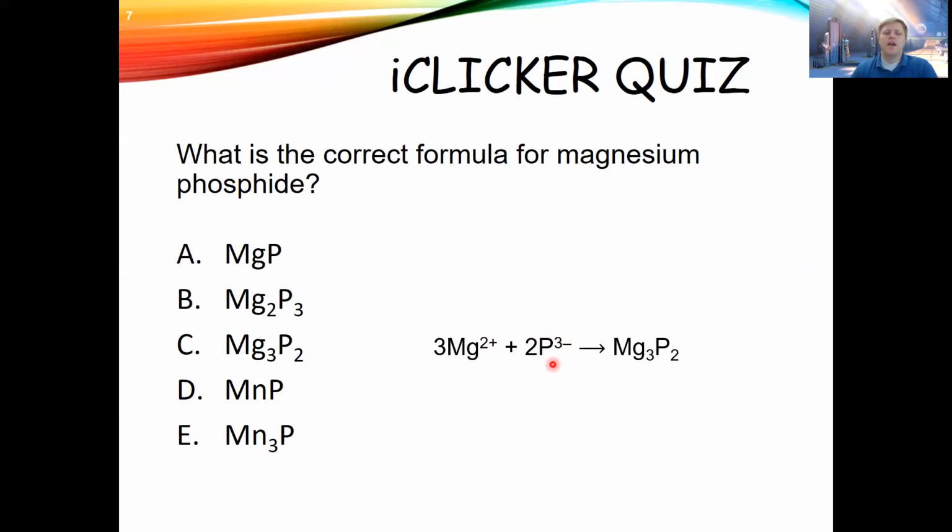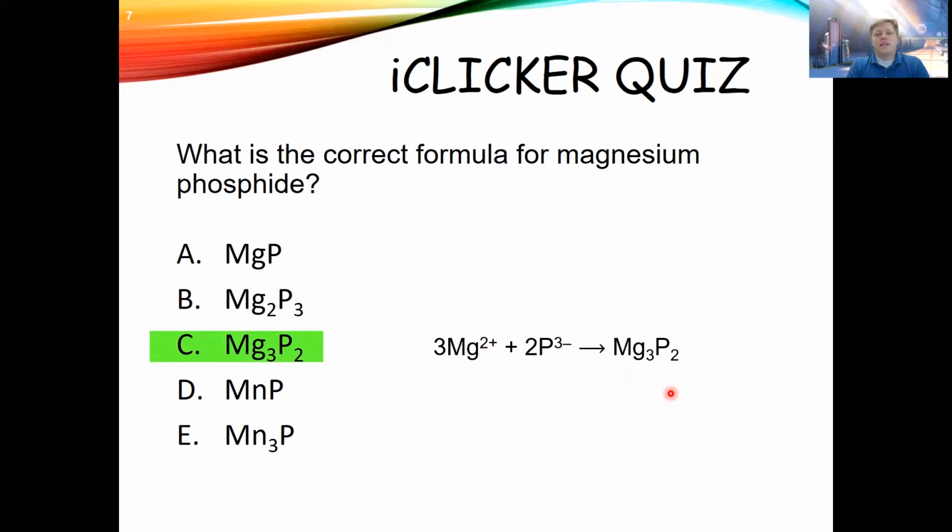For phosphide, how do we figure out the charge on that? Well, you can have that table memorized, or you can remember that it's 3 electrons away from having a noble gas configuration. So it's going to take 3 electrons, so it's going to be phosphorus 3-. Now, as for balancing out, now we have phosphide with a 3- charge, so we're going to need 3 magnesiums. Magnesium has a 2+ charge, which means we're going to need 2 phosphides. We're going to get Mg3P2. So our answer there would be C.